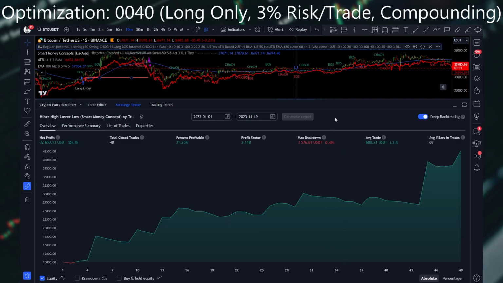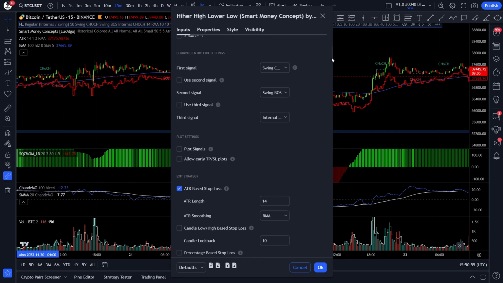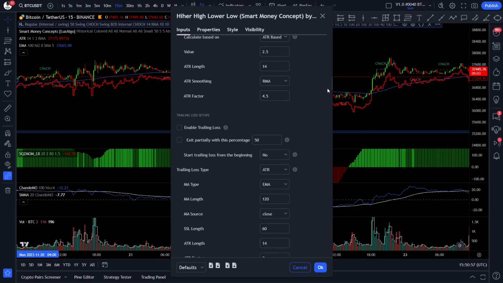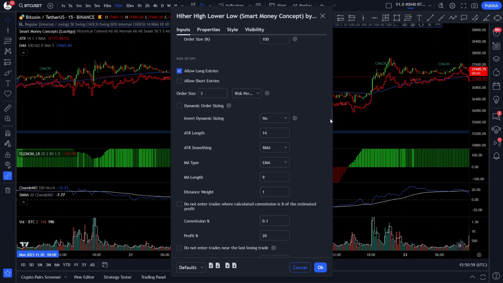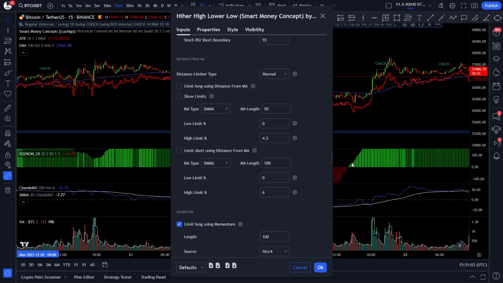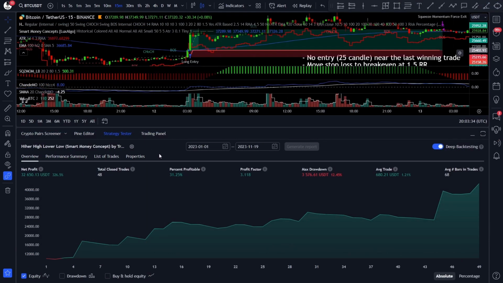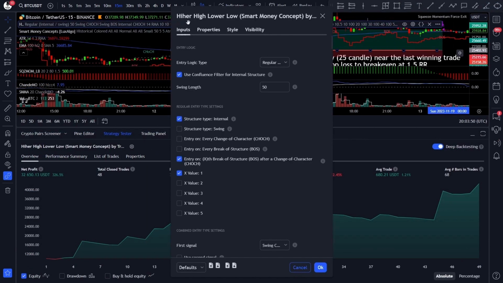Now let's take a look at the chart and I will explain how this optimized strategy works. As I said, this strategy optimization, just like most of our others, is not a good fit for manual trading. It uses way too many indicators that are hard to monitor. That's why using TradingView scripts like this is crucial. Okay, here you can see the best optimization I found, which is our higher high lower low smart money concept strategy with the 40 optimization.